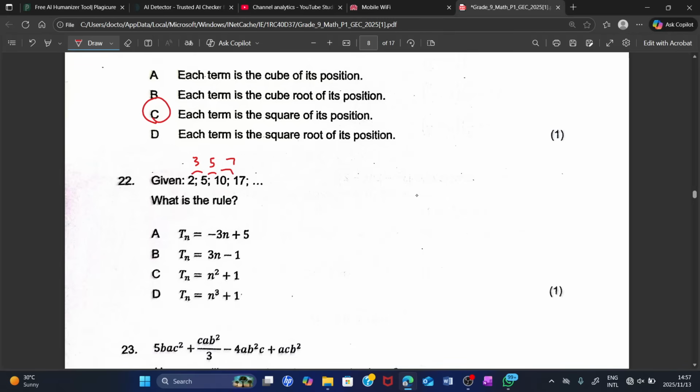I think it's this one. By inspection, it's C, because 1 squared plus 1 is 2. This one: 2 squared plus 1 is 5. 3 squared plus 1 is 10. So the answer is C.